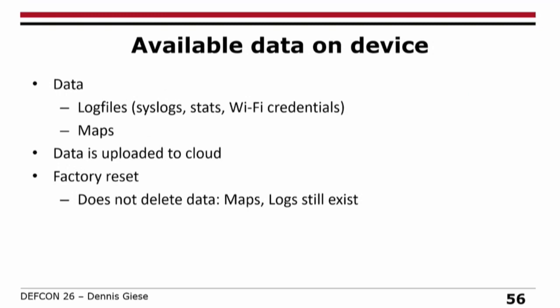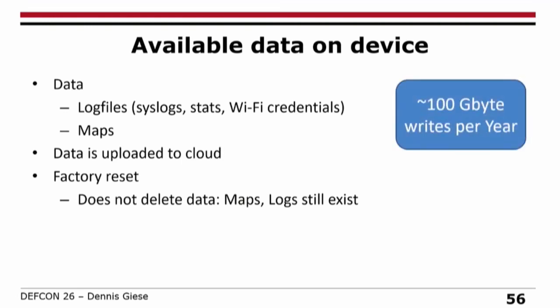Okay. Speaking of data which is available on the device, as soon as you get access to the device, they produce a lot of log files, syslogs, stats, Wi-Fi credentials are in the log files, and maps. And all the data is more or less uploaded to the cloud. I figured out that's more or less 100 gigabytes of writes on the MMC per year, so it creates a lot of log files. And the most important thing for you now is if you do a factory reset, the data is not deleted. So the maps are still there, and the log files, including your Wi-Fi credentials, are still on the vacuum cleaner. So be careful if you sell IoT devices on eBay.